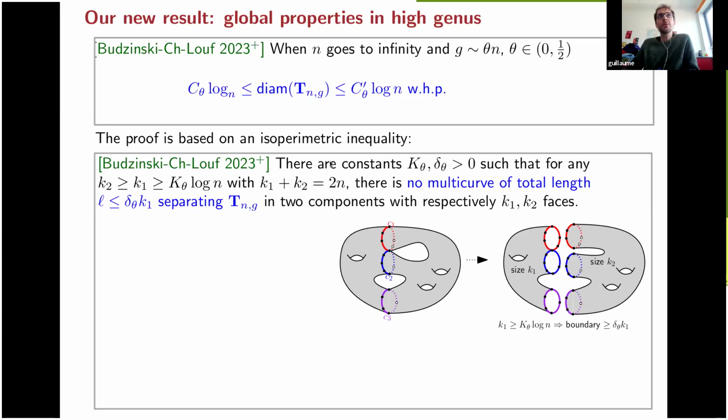So let me state it. I will read it and then I will try to explain what it means. So in this setup, g is theta times n. So you have constants K and delta, which depend on theta.